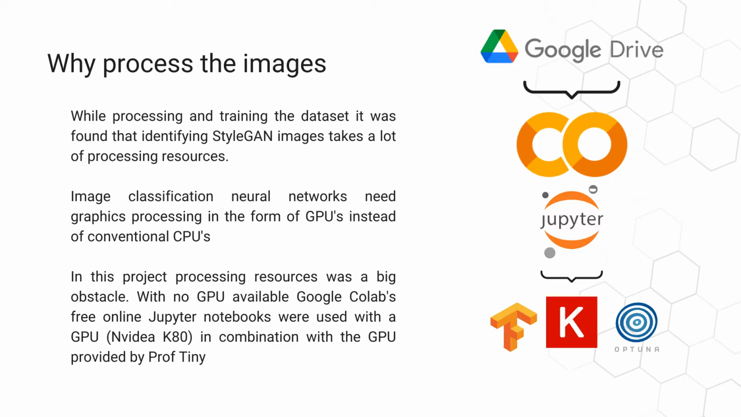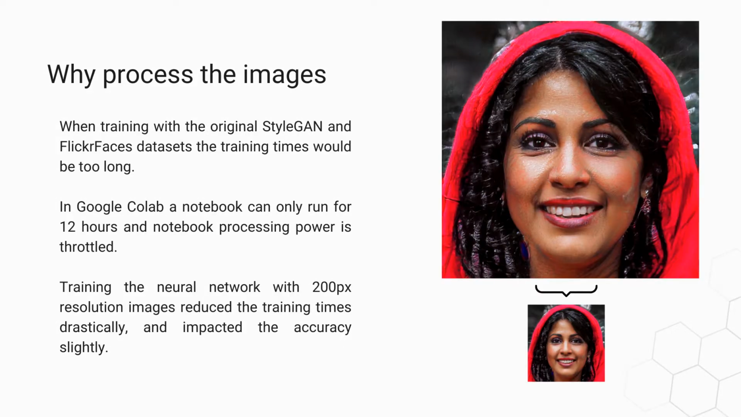In this project, processing resources were a big obstacle. With no GPU available, Google Colab's free online Jupyter notebooks were used with a GPU, in combination with the GPU provided by Prof. Tiny. When training with the original StyleGAN and Flickr Faces dataset, the training times would be too long. In Google Colab, a notebook can only run for 12 hours and notebook processing power is throttled.